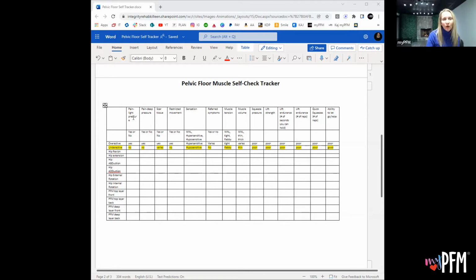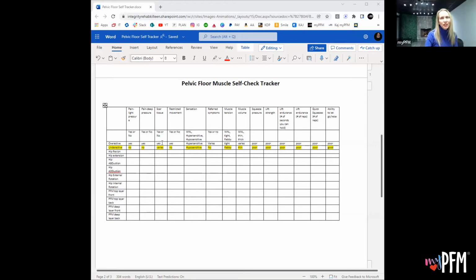So let's go ahead and we'll go by column here. Light pressure, unlikely to be painful. Deep pressure, unlikely to be painful. Scar tissue varies. Now, with scar tissue, if that scar tissue is adherent and it's really tight, then you're going to be more likely to see those overactive pelvic floor muscles.